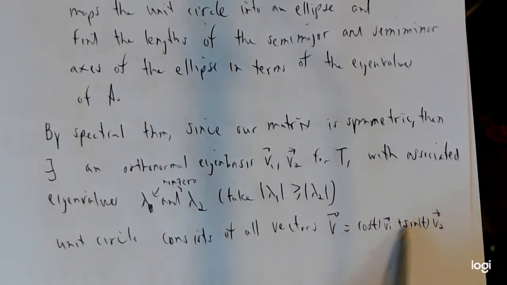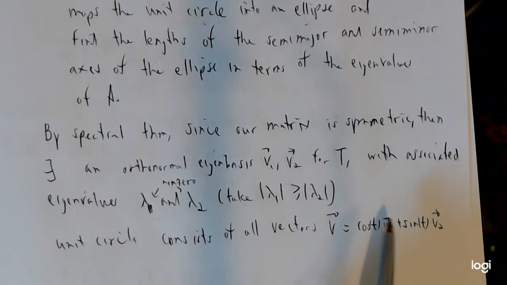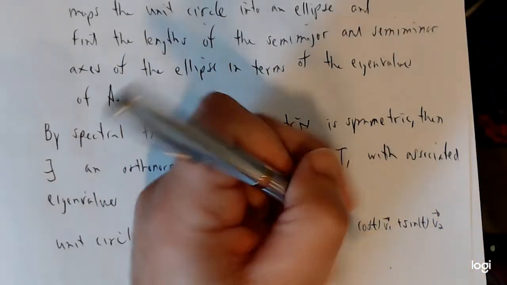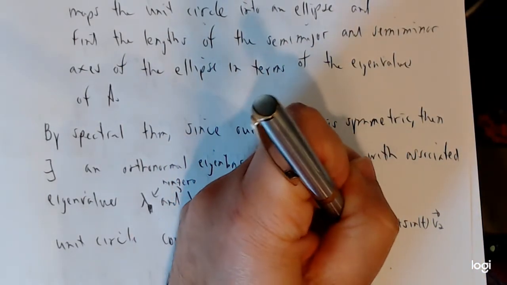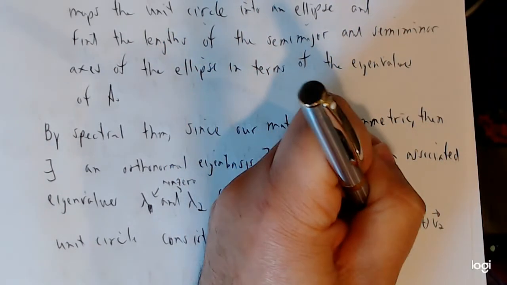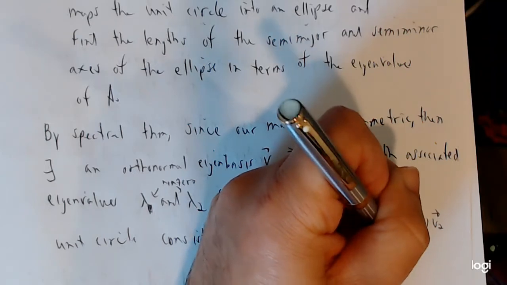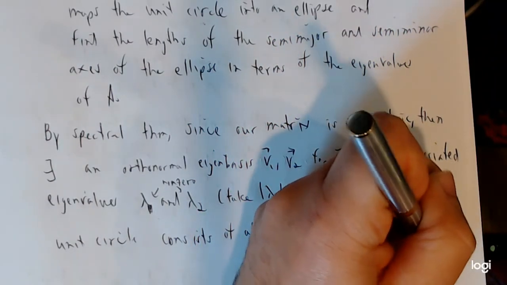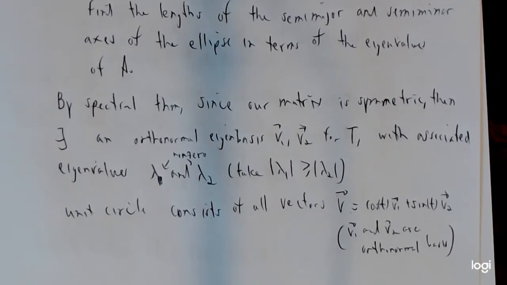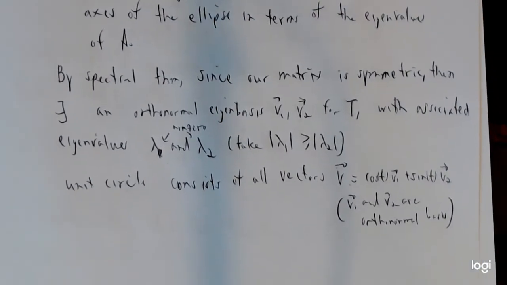But if you're not sure, if you want me to explain this again, just make sure to reach out to me and I will. And we know that v sub 1 and v sub 2 are an orthonormal basis. Okay, so with that said, now let's talk about the image.